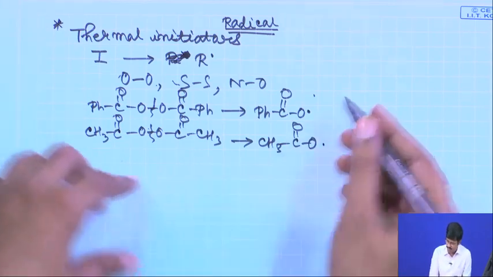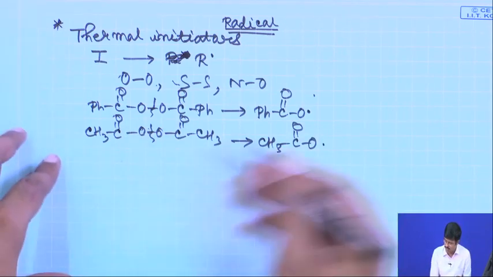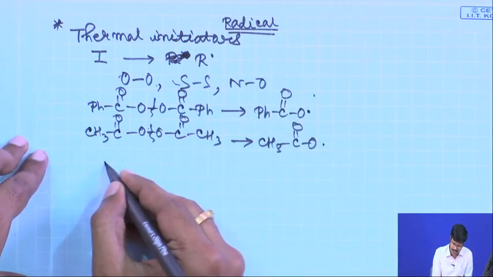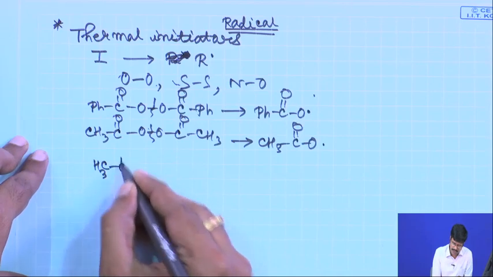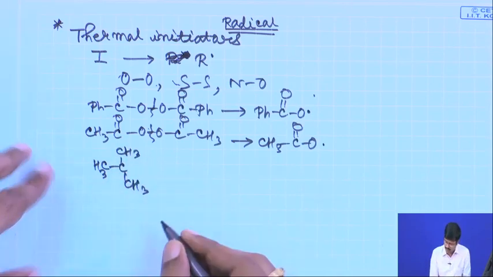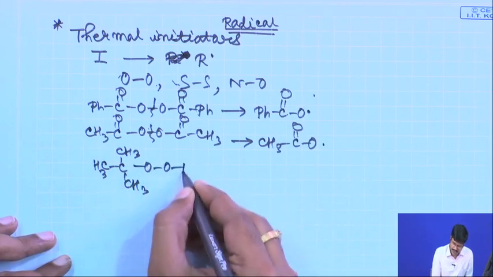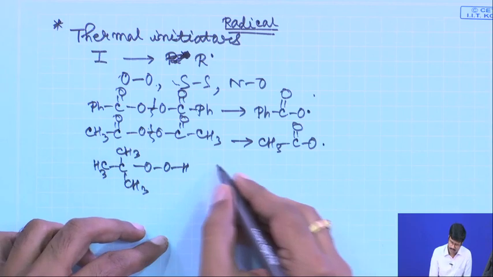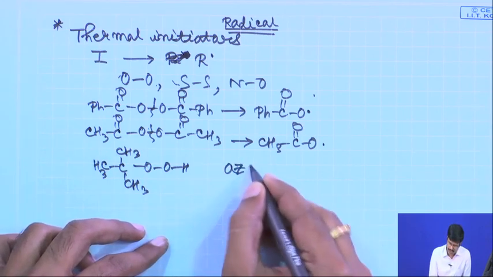Or you could also use, so this is a peroxo linkage, you could also have say a hydroperoxide, there also you can have a peroxo linkage, say let us say tert-butyl hydroperoxide, it can break here. Or you can have an azo linkage.